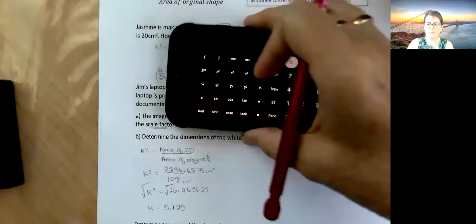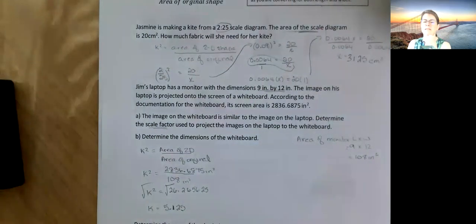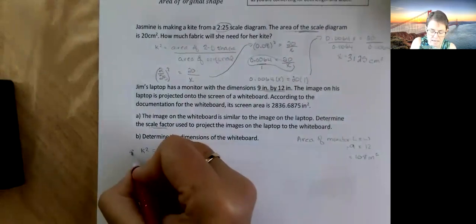So k is 5.125. Now, before we go further, does that make sense? Okay, so he's got his laptop. It's being projected onto the wall. That second one is bigger. So my k has got to be bigger than 1. It's like that question we did previously where we had a diagram of a cell. All right, so there is my scale factor.